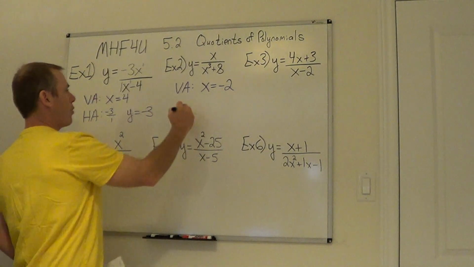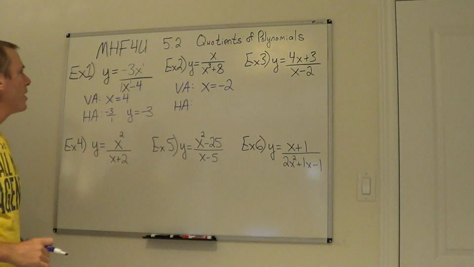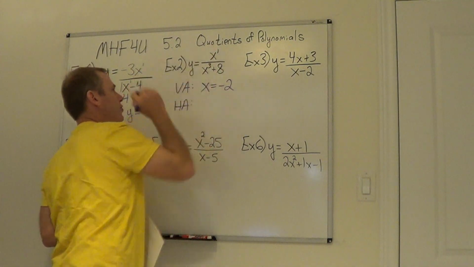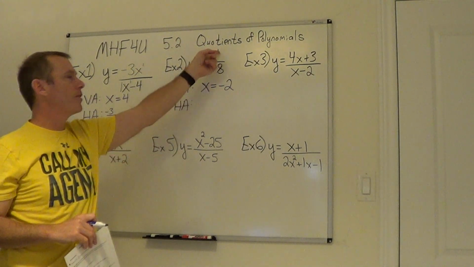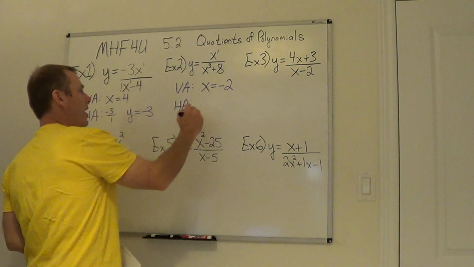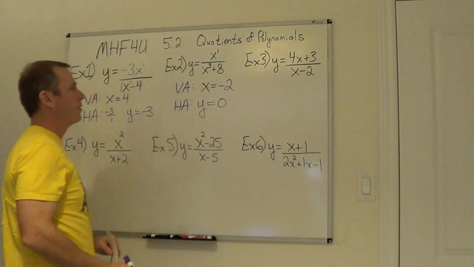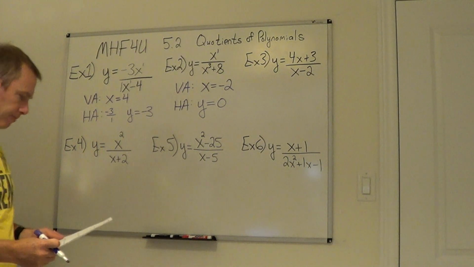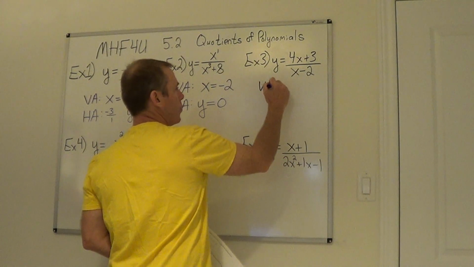All right, our horizontal asymptote. Again, I look at the degrees of both the numerator, which is 1, and the denominator, which is 3. Because the degree of the denominator is higher than the degree of the numerator, we have a horizontal asymptote at y equals 0.